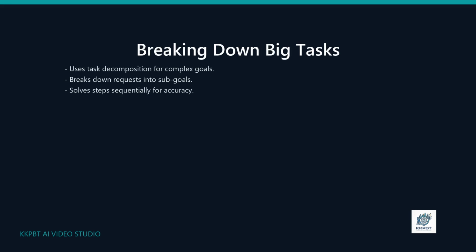Another core feature of a basic agent flow is task decomposition. If you ask an agent to perform a huge, complicated job, it doesn't get overwhelmed. It breaks the big task down into smaller, manageable subgoals. By solving these small steps one after another, the agent stays on track and completes complex projects far more reliably.